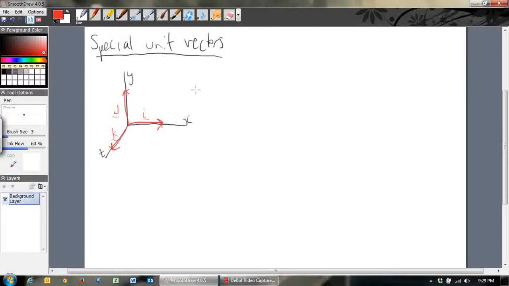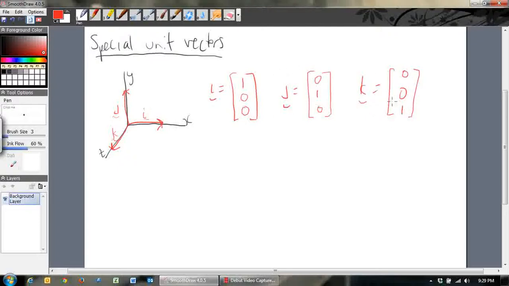How do we write i as a column vector? How far in the x direction does it go? 1 unit. How far in the y direction? 0 units. How far in the z direction? 0 units. So i looks like that. What does j look like? How far does it go in the x direction? Nothing. In the y direction? 1 unit. In the z direction? None. And k, you can probably guess, is 0, 0, 1. These are three linearly independent vectors that work together so that you can name any vector anywhere.